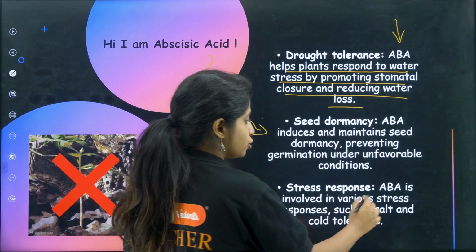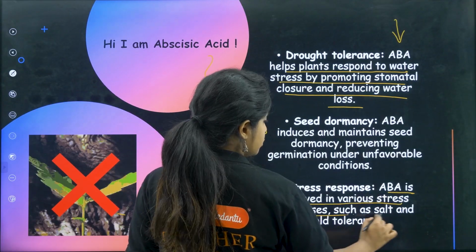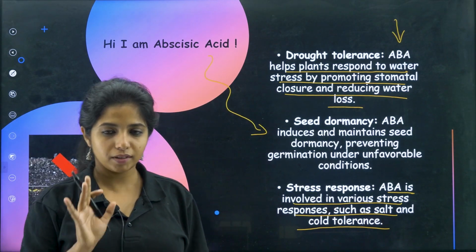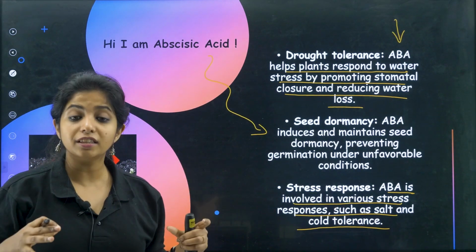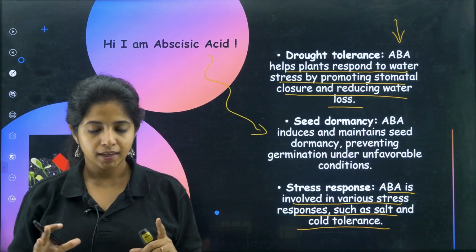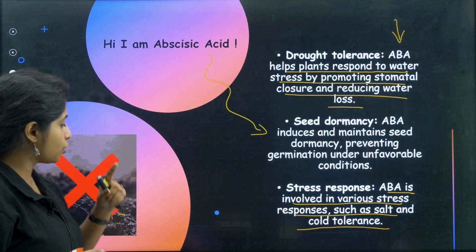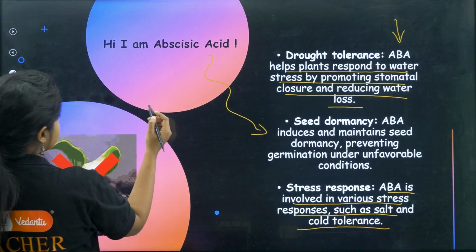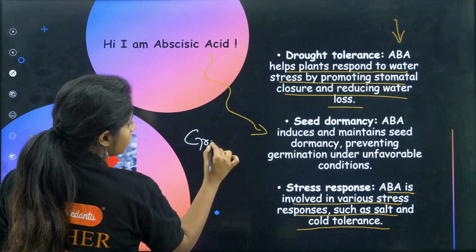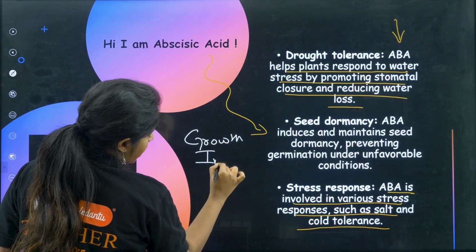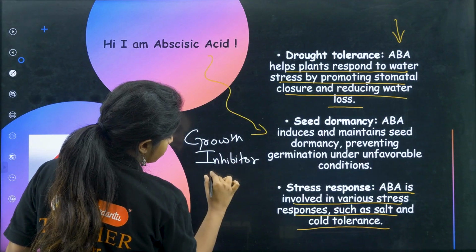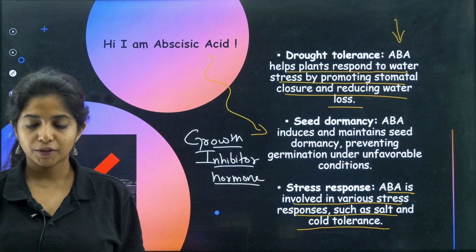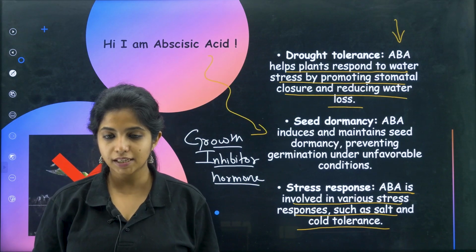So it is a stress response. ABA is involved in various stress responses such as salt and cold tolerance. Whatever happens bad, just remember there is ABA, which is going to make the plant stay in a dormant state or close the stomata, things like that. So it is opposite to seed germination. Please remember that. Now it is not allowing growth to happen, which is why I would call it a growth inhibitor hormone. Cool? It's easy, no?